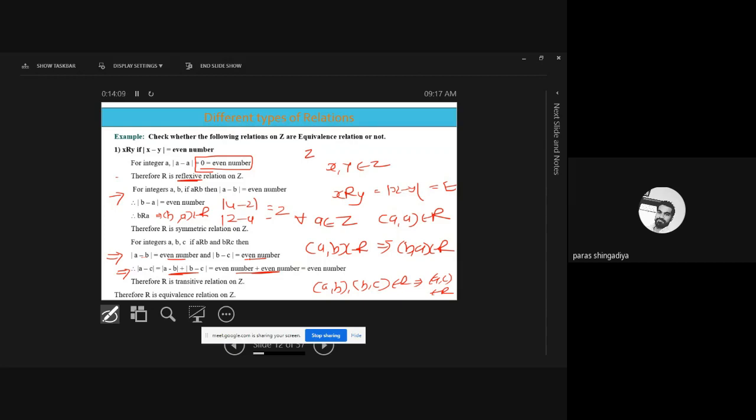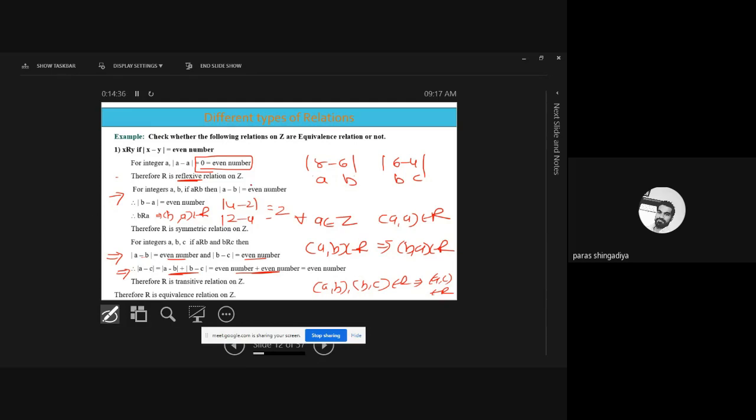That is (A, C) also belongs to the R. For that you can consider any numerical example. Let us take (4, 8), (8, 6), and (6, 4). This is AB, and that is BC. Here B should be the same. So 8 minus 6 is an even number, and 6 minus 4 is also an even number.